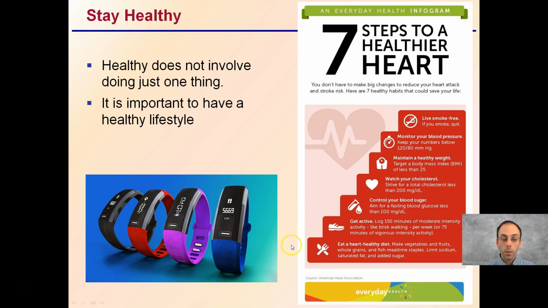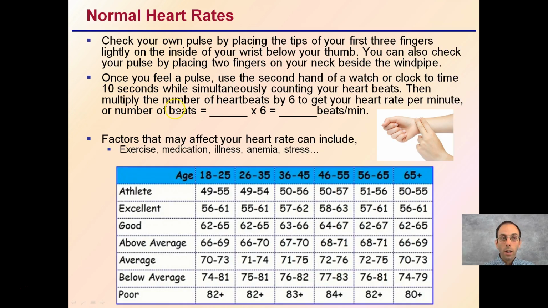Wearable devices have become all the rage, and they're helping people keep track of their exercise, but you don't need to go through this high technologically advanced stage. If you just want to calculate your normal heart rate, this is the mathematical equation. You want to feel your pulse, use the second hand of a watch or clock to time 10 seconds while simultaneously counting your heartbeats. Then multiply the number of heartbeats by 6 to get your heart rate per minute, or number of beats times 6 equals your beats per minute.